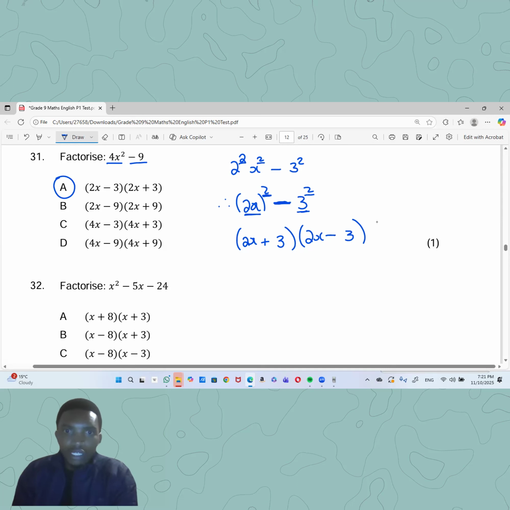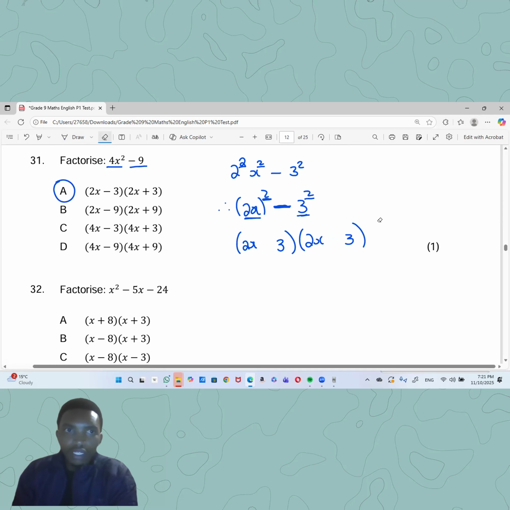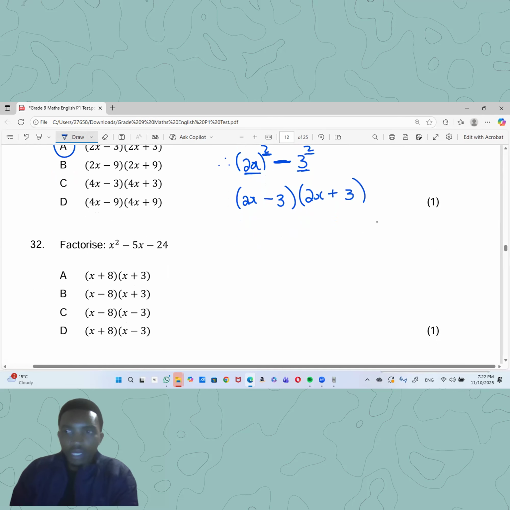Remember, we said it's up to us. We can also have this as minus and plus. As long as the signs inside are not the same, it's okay. Now we come to 32.